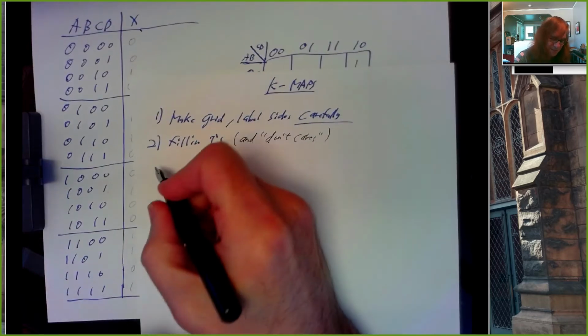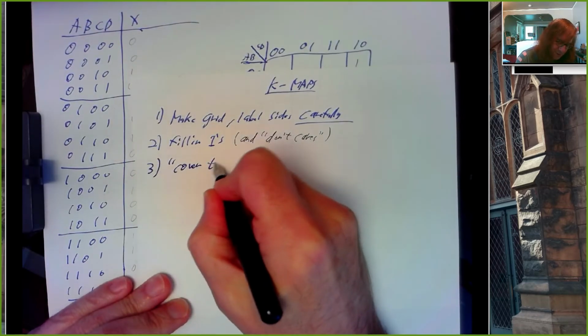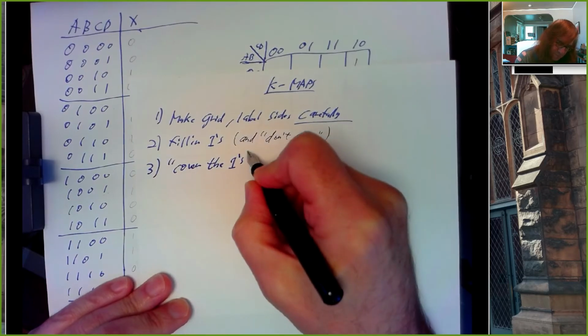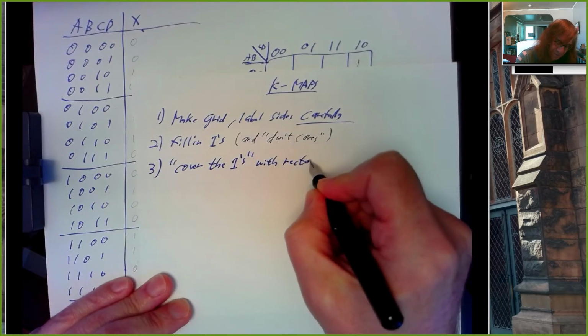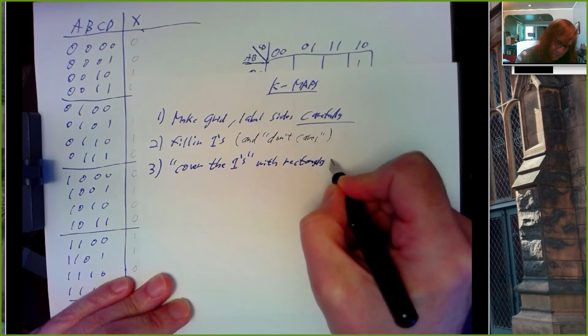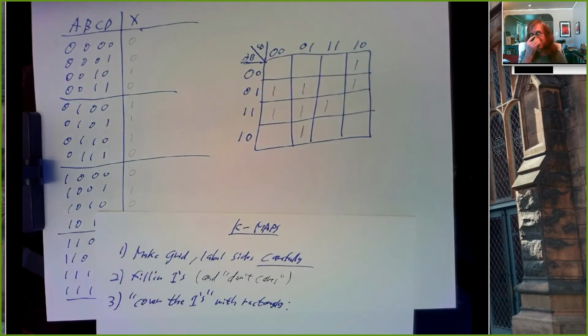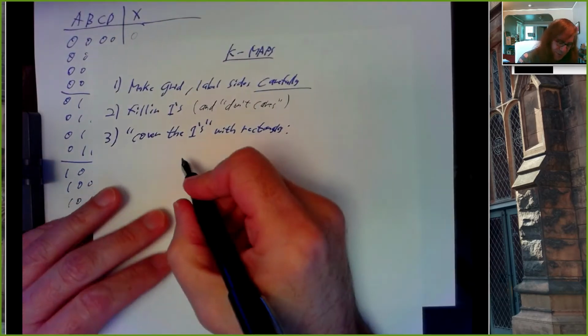Okay, our next step is doing what we call cover the ones. And we're going to cover with rectangles. And we have some rules. So we're going to draw rectangles around the ones. But we have some rules.